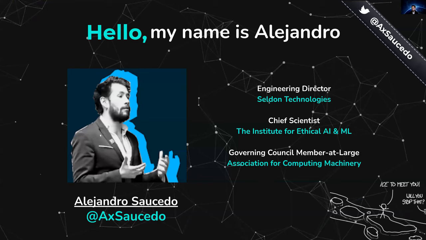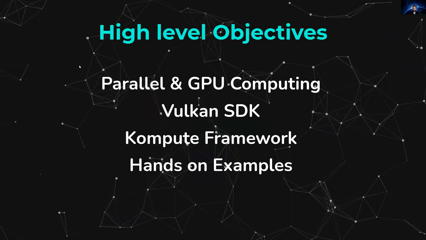I am Engineering Director at Selden Technologies, Chief Scientist at the Institute for Ethical AI, and Member at Large at the ACM. So today we're going to be delving into a very interesting set of topics, primarily around the parallel and GPU computing ecosystem. We're going to talk about what the Vulkan SDK is and how you can use the Kompute framework to build Python GPU accelerated applications, together with a set of hands-on examples as well as some references that you can delve into if you're more interested.